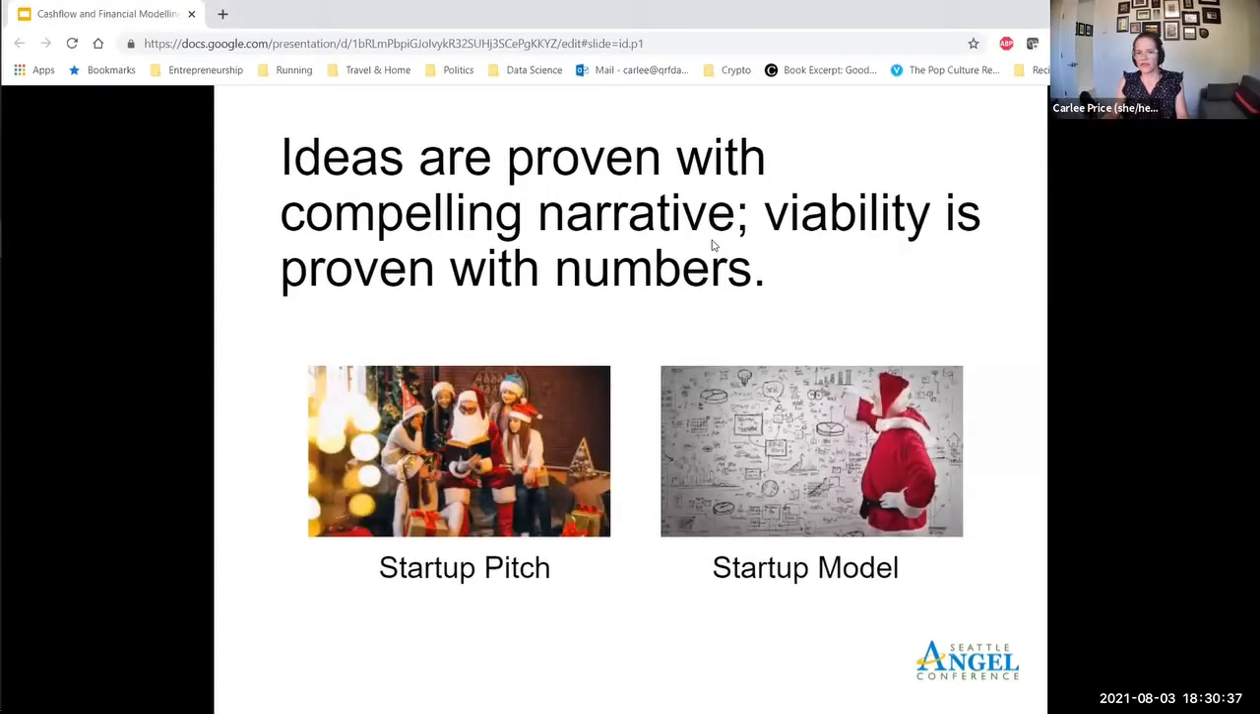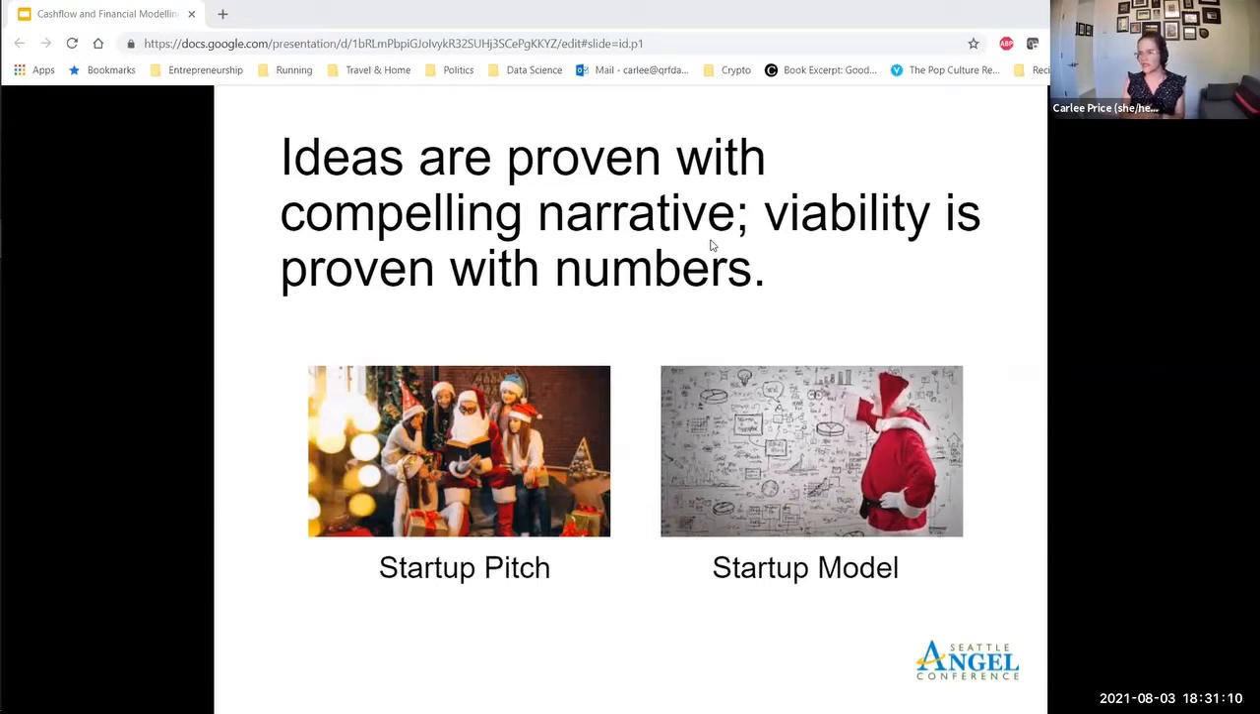So ideas are proven with a compelling narrative and viability is proven with numbers. A common place that founders start in the viability validation journey is with their pitch. A pitch is the means by which founders validate their idea with experts, and the experts in the case of a pitch are the investors in the room. So we're counting on those people to understand what we're thinking about in terms of our business and to come along for the ride. Can I convince others to join me? That's the question that pitches answer.